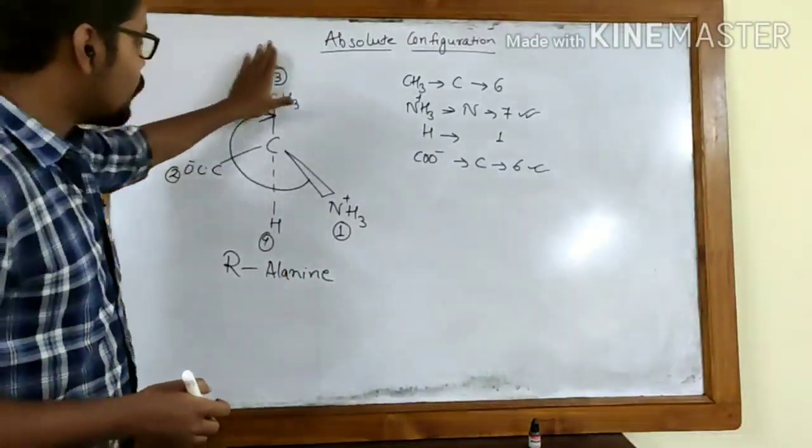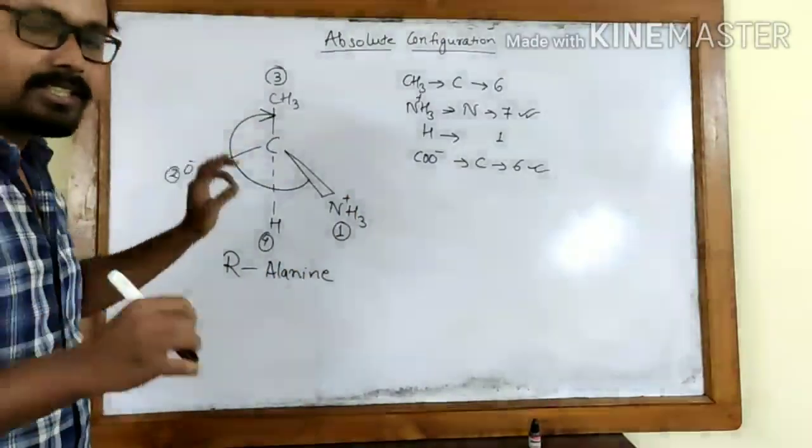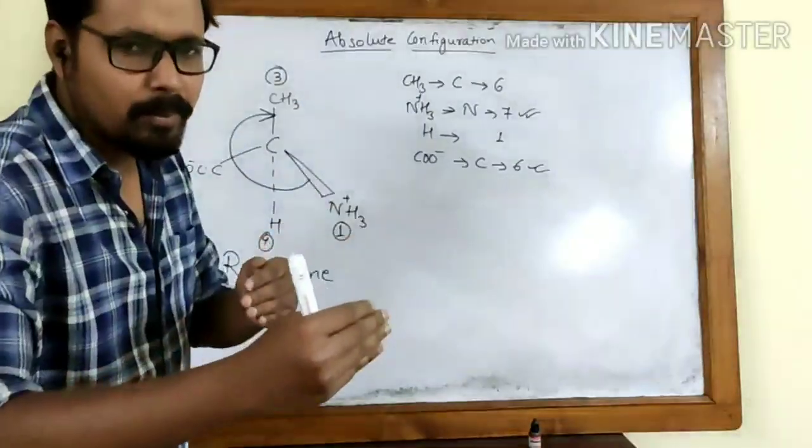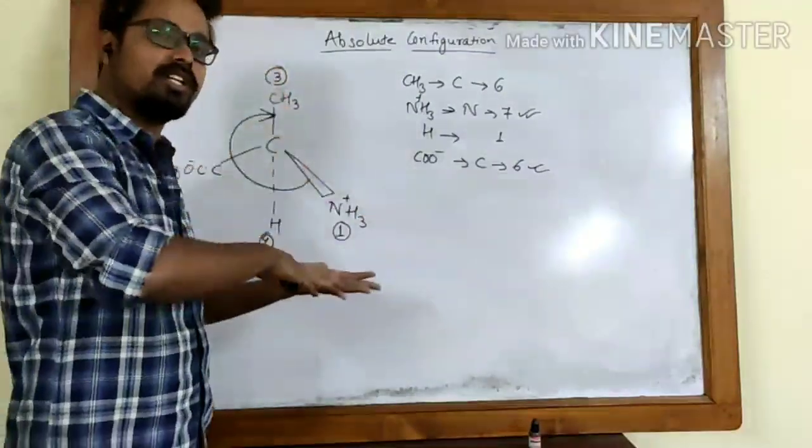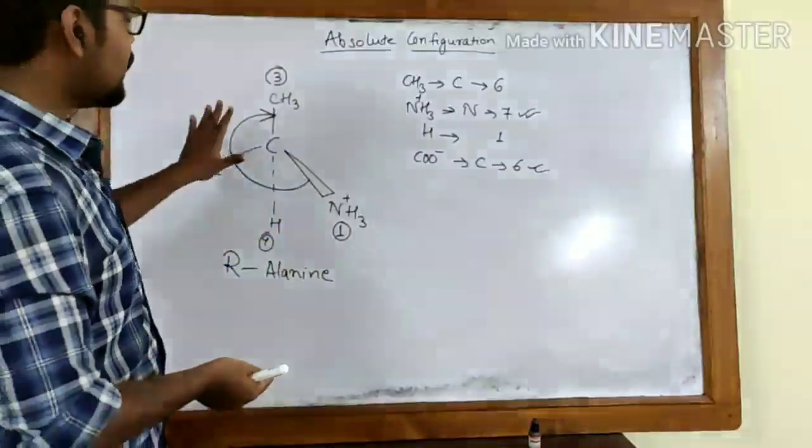Okay, I hope this is very simple. Just one step more we have to do compared to the DL isomer. There we only have to look at the structure, left and right we understand, but here we are not doing this.